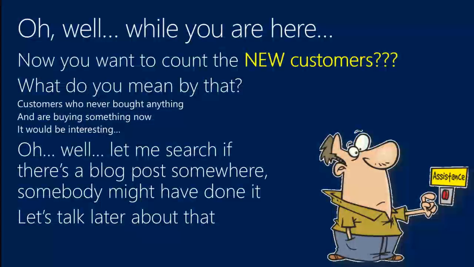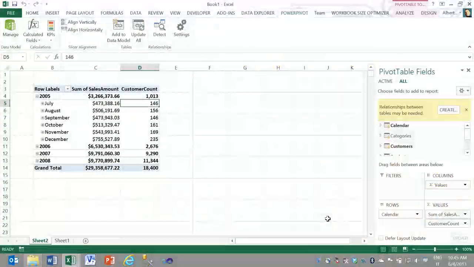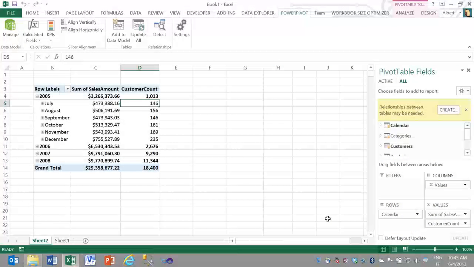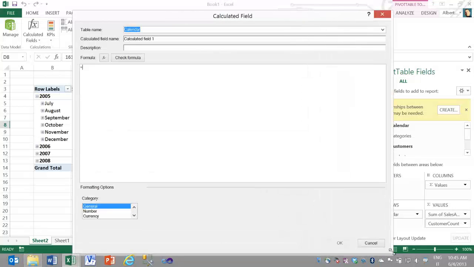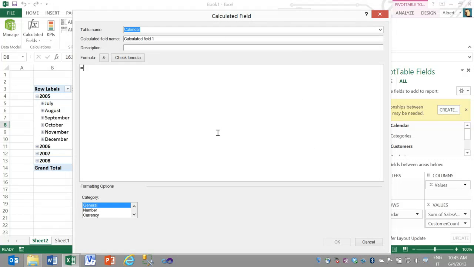So we move back to the demo machine again, and now we try to compute the new customers using DAX, trying to follow the flow of the formula and understand how it works. So we go here, calculated field, and create a new calculated field. This time, I will need slightly more space. How do you compute new customers? A new customer, the definition of a new customer is indeed very easy.